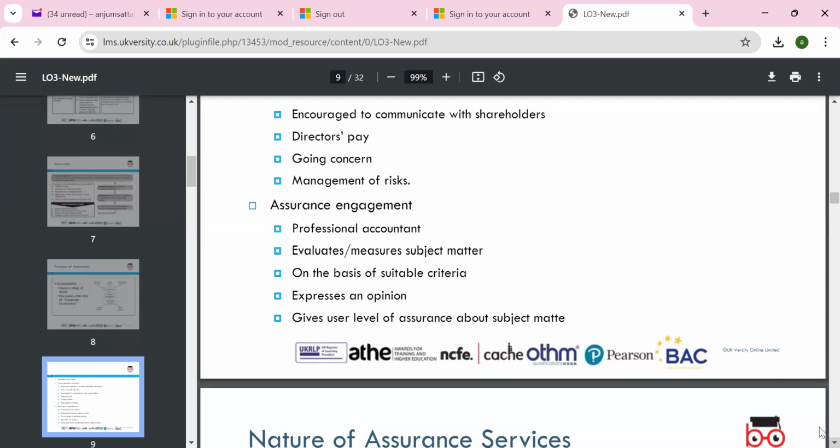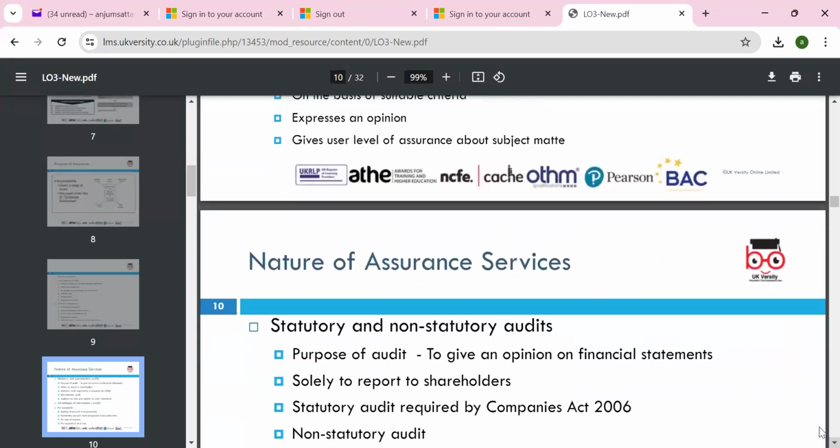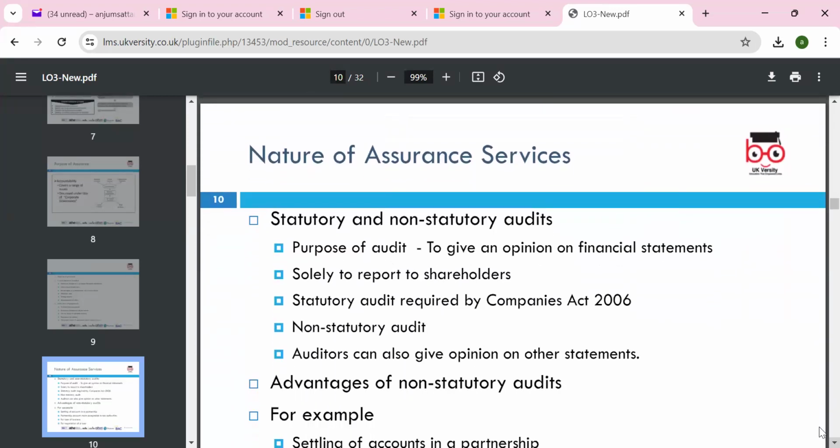suitable criteria, expresses an opinion, and gives users a level of assurance about the subject matter. That's quite crucial. Nature of assurance: it can be statutory, which is by law, and non-statutory, which is not by law, but still extra, like ethics and moral principles. The purpose of the audit is to give an opinion on the financial statements, solely reporting to the shareholders. The statutory audit is required by the Companies Act 2006; non-statutory audit, which is like internal audit.